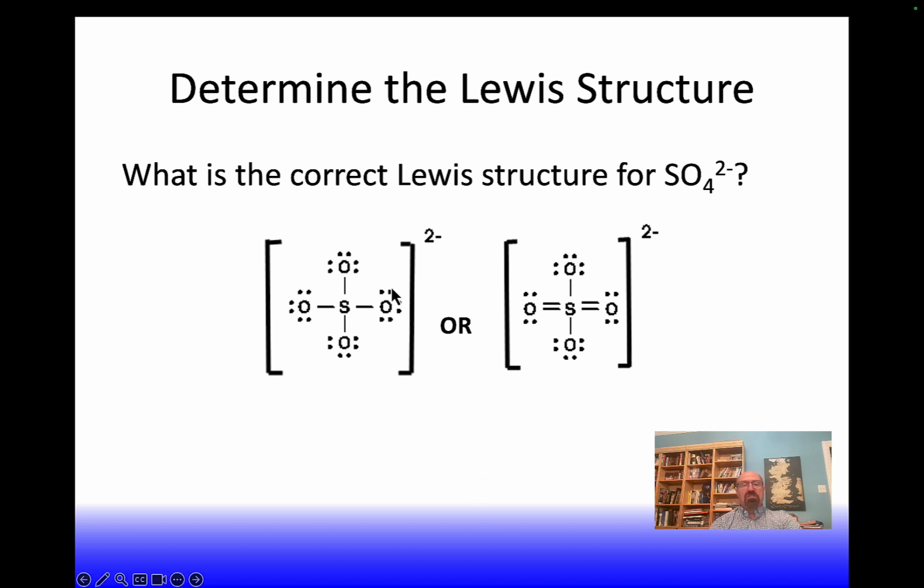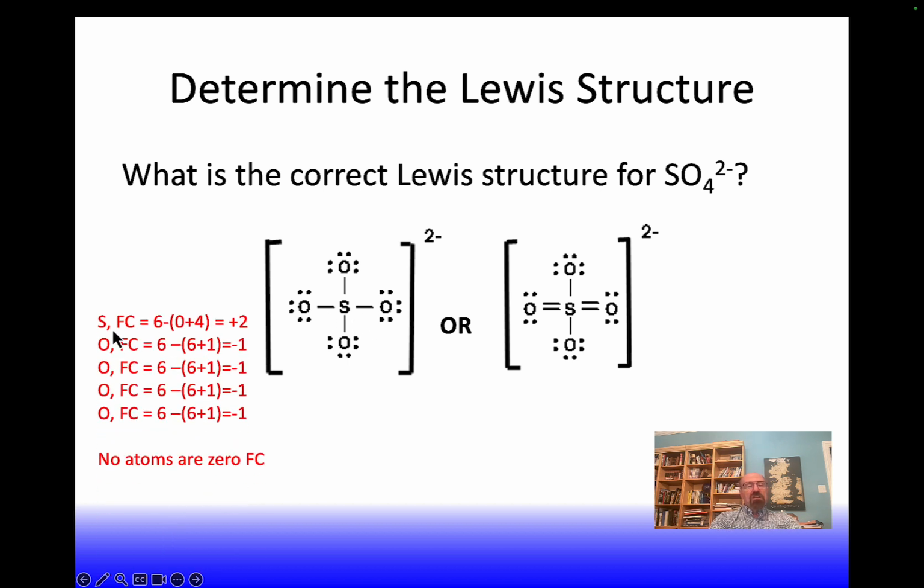Okay, so there's a lot of stuff to add up, but honestly the formal charge isn't that hard to figure out. All the oxygens are the same, so once we know the formal charge on one oxygen, we know it on all of them. So we just need to do the formal charge on the sulfur and the formal charge on an oxygen. You can see the formal charge on the sulfur is plus 2. It's got 6 valence electrons, no lone pairs, 4 bonded pairs. That'll give us a plus 2. Every oxygen is the same. It's 6 minus 7, so they're all minus 1.